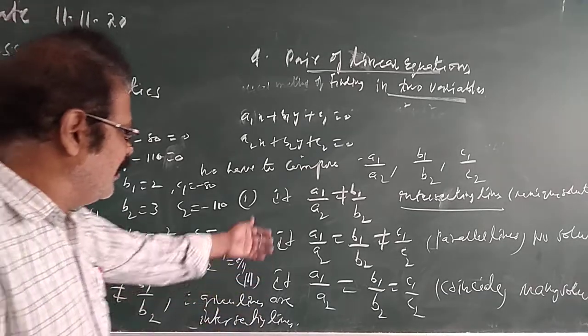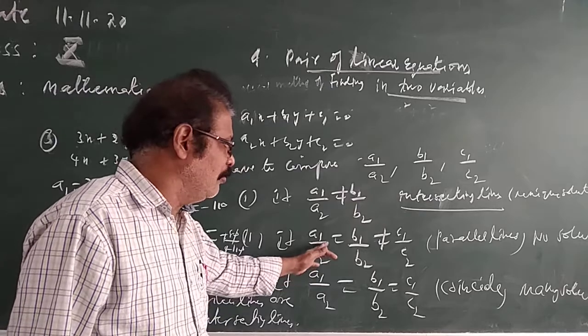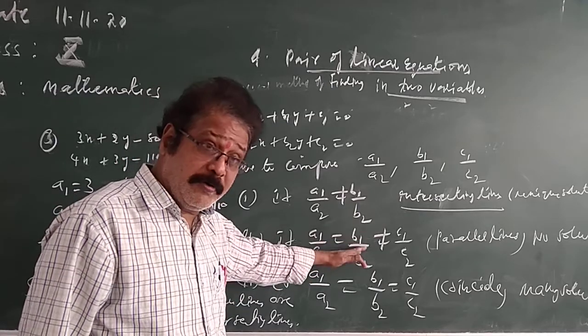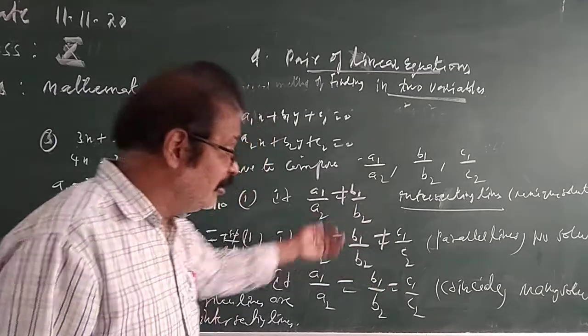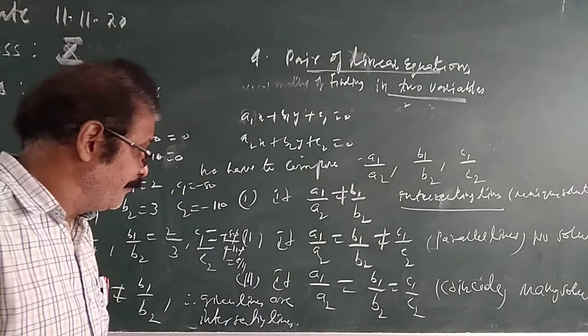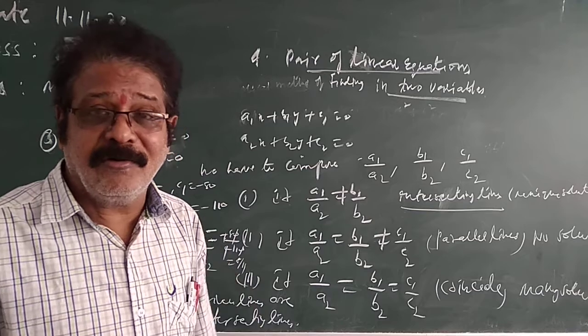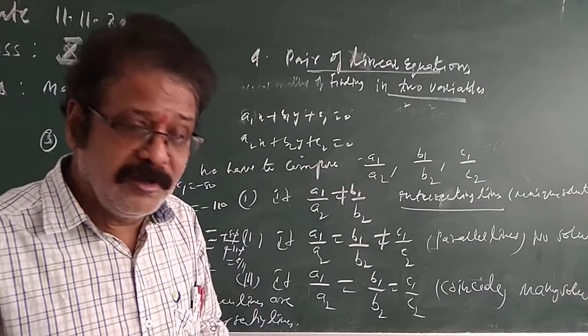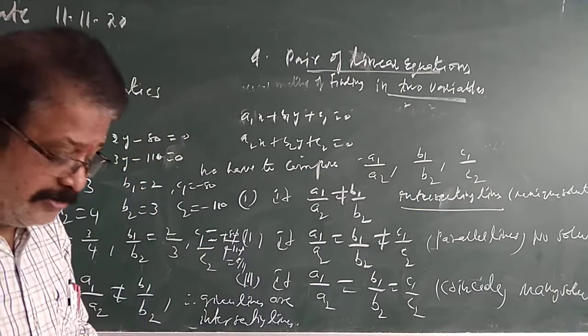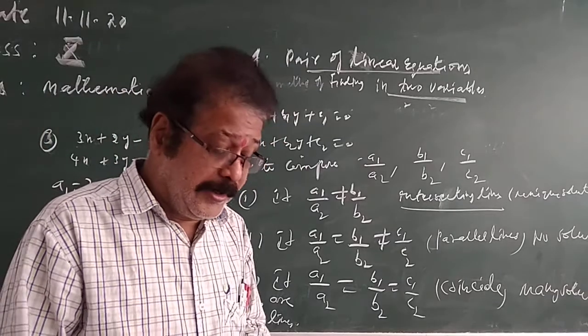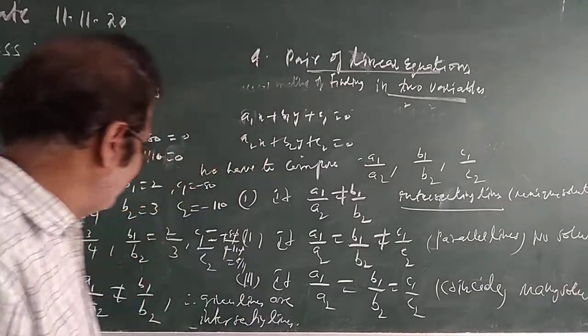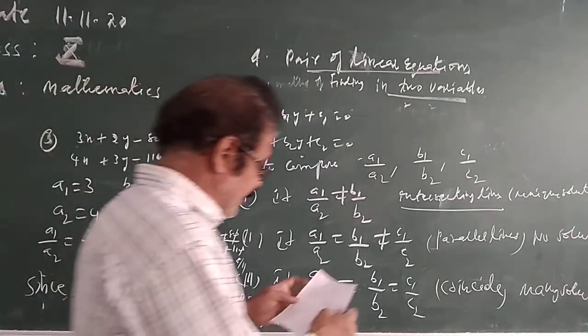If you get A1 by A2 is equal to B1 by B2 is not equal to C1 by C2, they are parallel lines. If all ratios are equal, we can say that they coincide. Coincide means they have many solutions. So I hope we clearly understood, children. You can do the problems on this. You verify this and give problems.